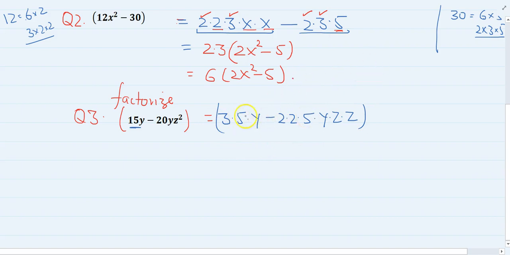Now let's see what is common inside. We have 5, so let's write 5. 3 is not common. We have y which is common, and the remaining is only 3 here, minus 2 multiplied by 2 is 4. This we have already taken out, so the remaining is z². So this is the factorization of 15y - 20yz².